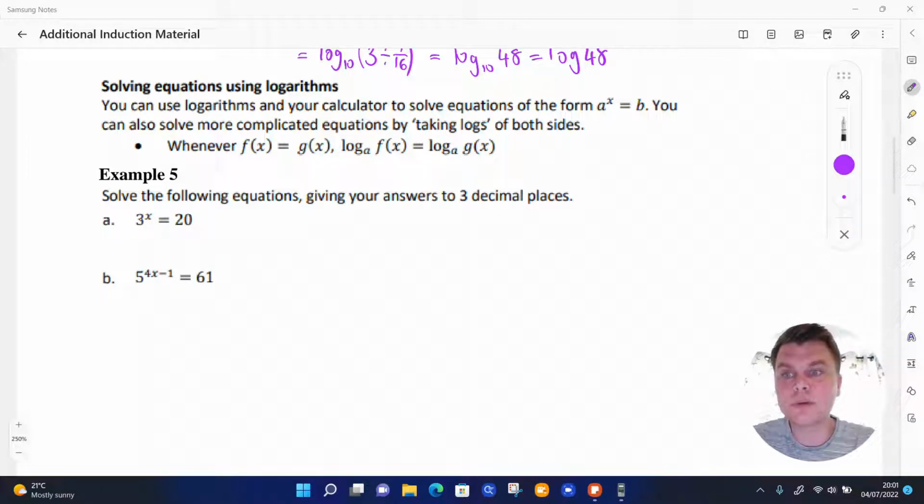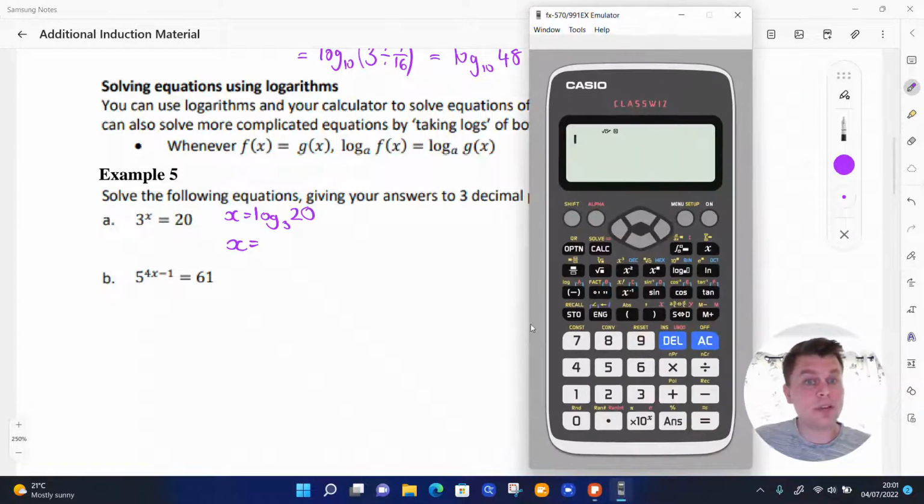So what I mean by that is 3 to the power of x equals 20. Well, we can use base 3 because our calculator will also allow us to use base 3. So I start off and we can say that x is equal to log base 3 of 20. We can enter log base 3 of 20 directly into our calculator using this button here.